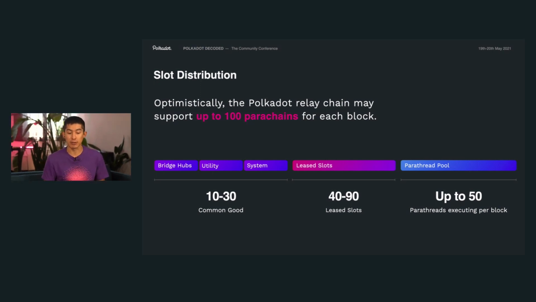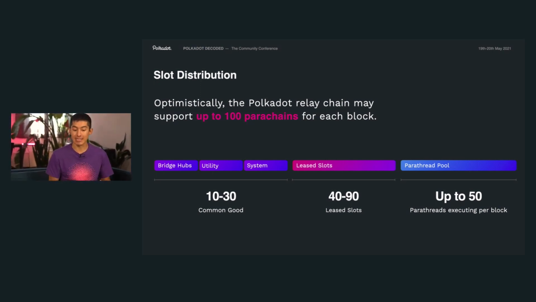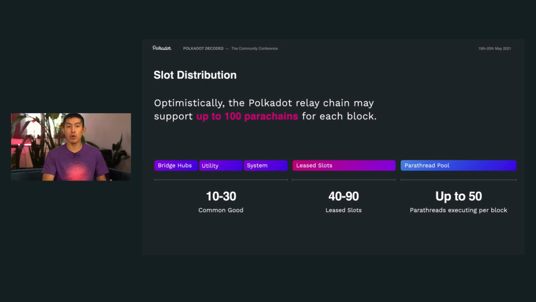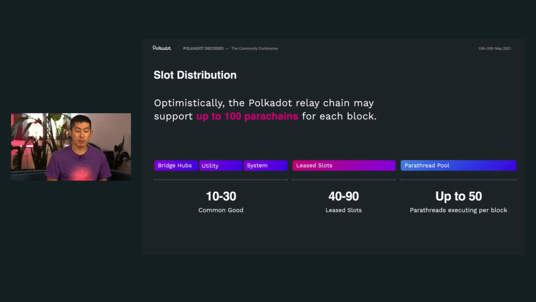I think Rob talked about this a little bit in his last talk, but things like balances, staking, and governance, we can move those to parachain systems and free up resources on the relay chain, so the relay chain can focus all of its energy on providing the best services to the parachain ecosystem. And then, of course, there'll be around 40 to 90 lease slots, which will be auctioned off. This is the main focus of this talk, so I'll go more into that detail later.